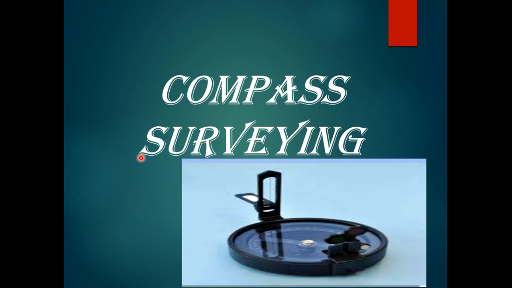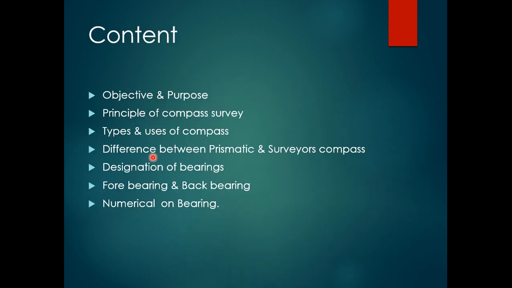Today we will study compass survey. First of all, we will see content, objective and purpose of compass survey, principle of compass survey, types and uses of compass, difference between prismatic and surveyor compass, designation of bearings, fore bearing and back bearing, and lastly we will see numericals on bearing.